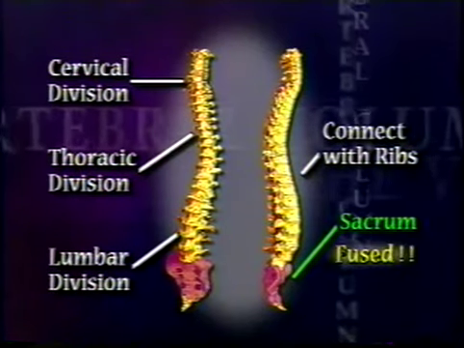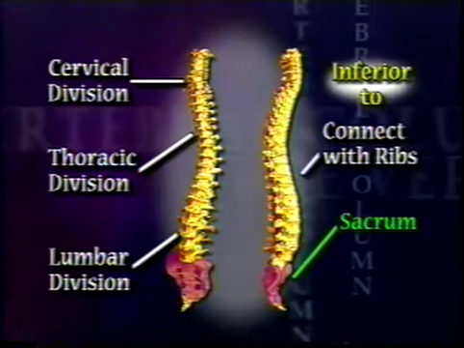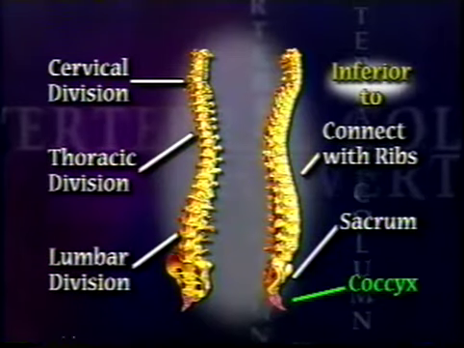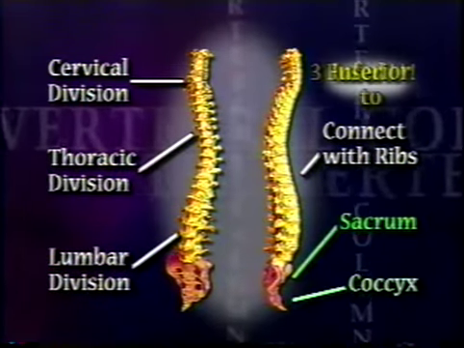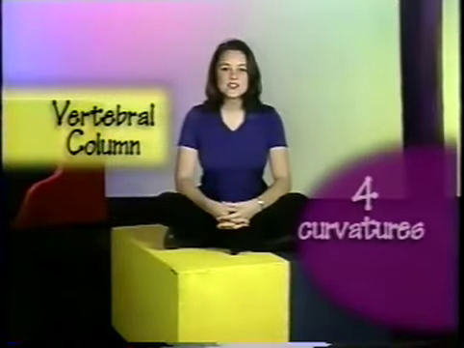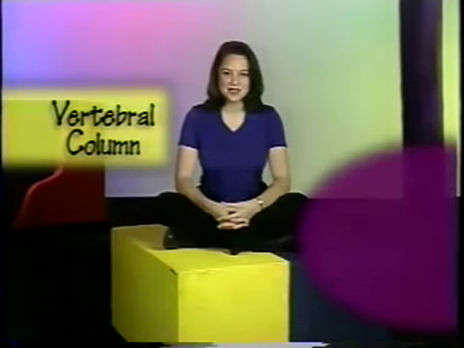These vertebrae are fused or melded together into one big vertebrae in adults. It's inferior to or below the lumbar vertebrae. The coccyx, located inferior to the sacrum, contains 3 fused vertebrae. It is sometimes called the tailbone. The vertebral column also contains 4 curvatures, which give it an S shape and a super spring-like flexibility.